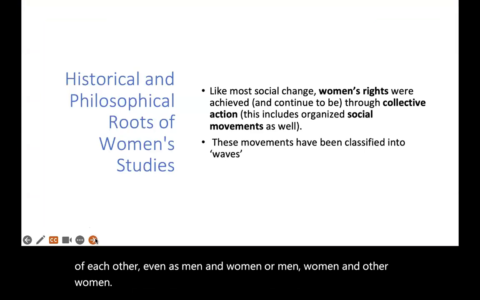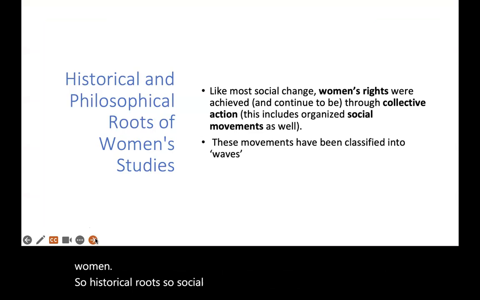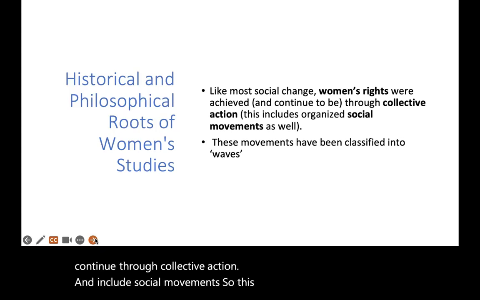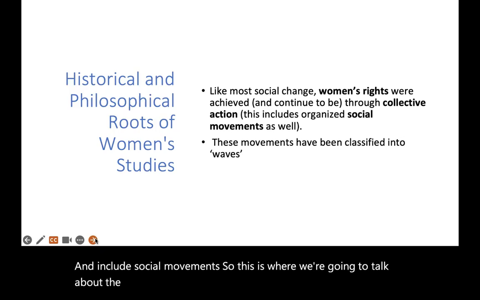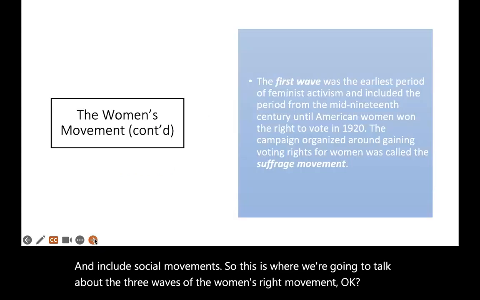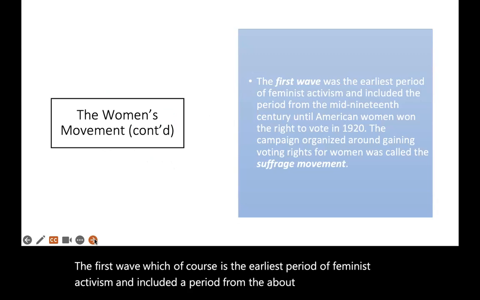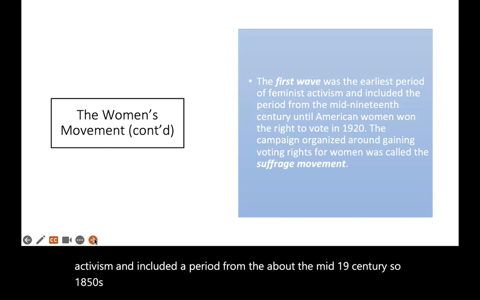So, historical roots. Social change, women's rights achieved and continued through collective action and include social movements. So this is where we're going to talk about the three waves of the women's rights movement, okay? The first wave, which of course is the earliest period of feminist activism, included a period from about the mid-19th century, so the 1850s, until American women won the right to vote in 1920.